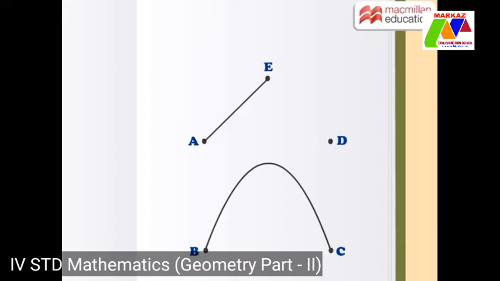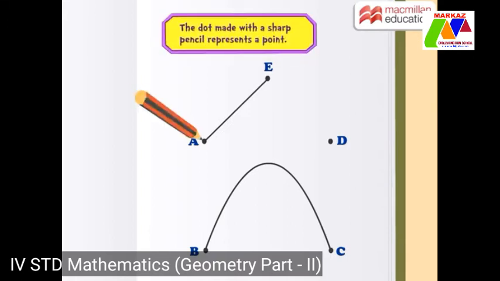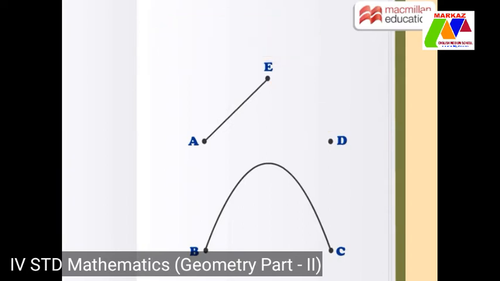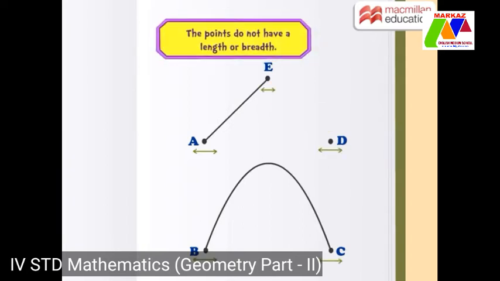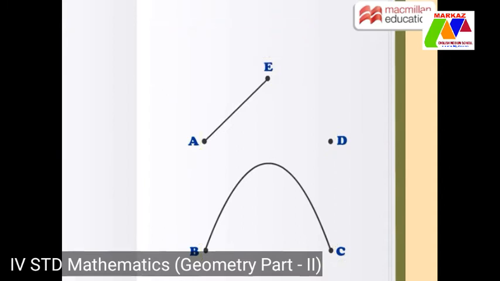Monu, in geometry, the dot made with a sharp pencil represents a point. These points do not have a length or breadth. Like you and I, points also have names, and they are named using capital letters as shown. Points tell us the locations, and joining these points in alphabetical order will help us complete this activity.